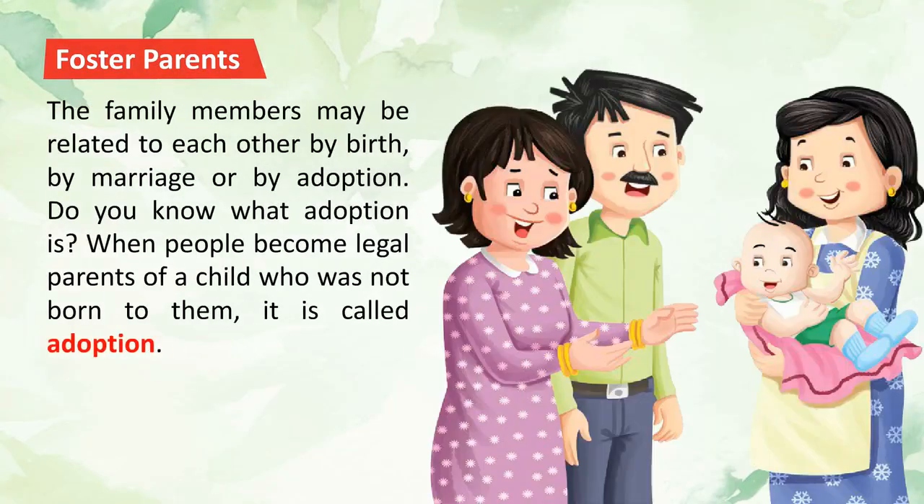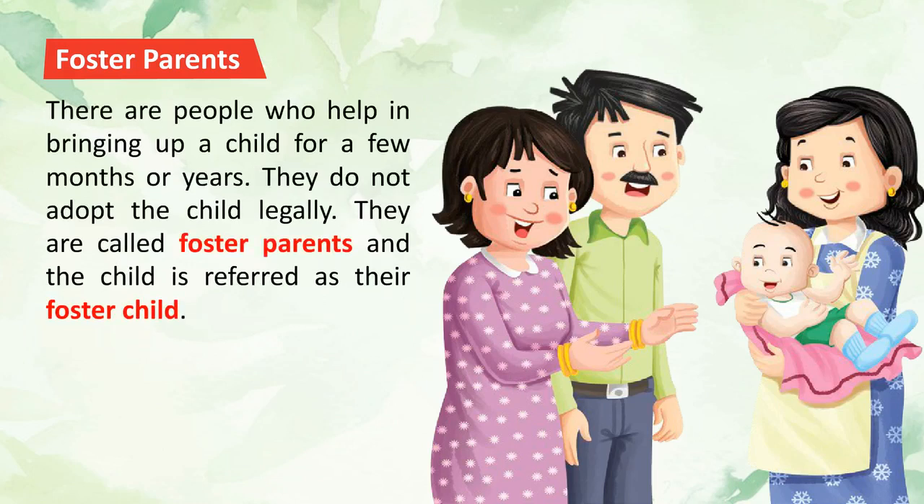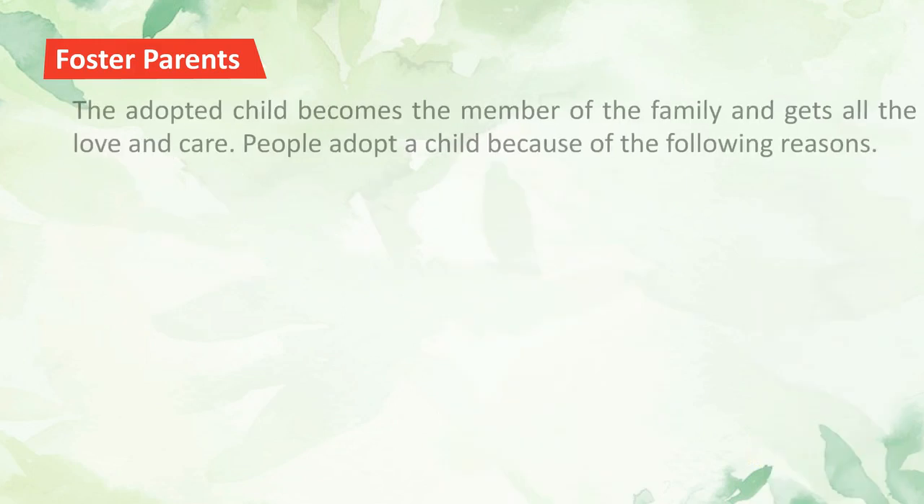Foster parents. The family members may be related to each other by birth, by marriage or by adoption. Do you know what adoption is? When people become legal parents of a child who was not born to them, it is called adoption. There are people who help in bringing up a child for a few months or years. They do not adopt the child legally. They are called foster parents and the child is referred to as their foster child.